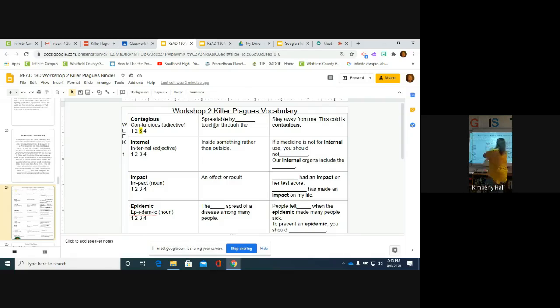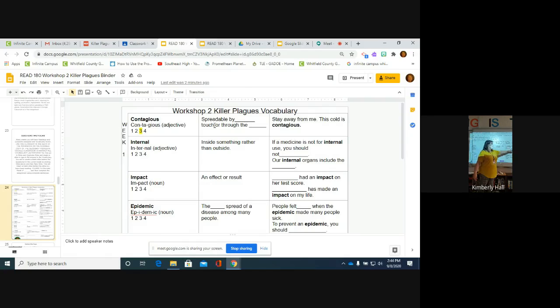Okay, but I want to show you. So, I don't have to do anything to this, but there's blanks here, right? If a medicine is not for internal use, internal means something inside rather than outside, you should not what? Medicine belongs on the outside of your body. Should I eat it, drink it, if it only goes on the outside? No. That's what it's saying. You should not eat or drink it. That would be like Neosporin, right? Or something that you rub on a cut, right? You shouldn't drink that.